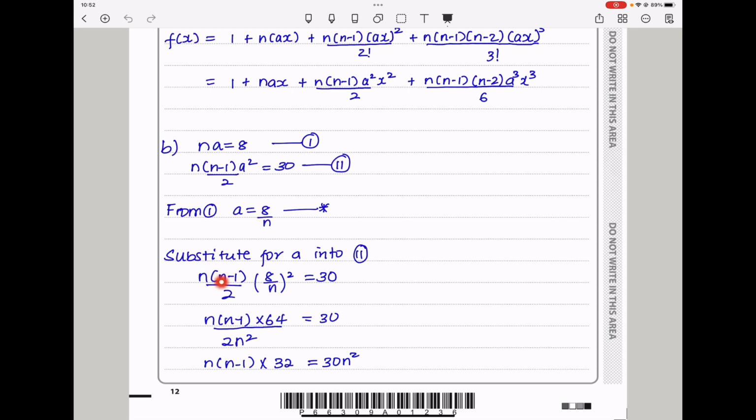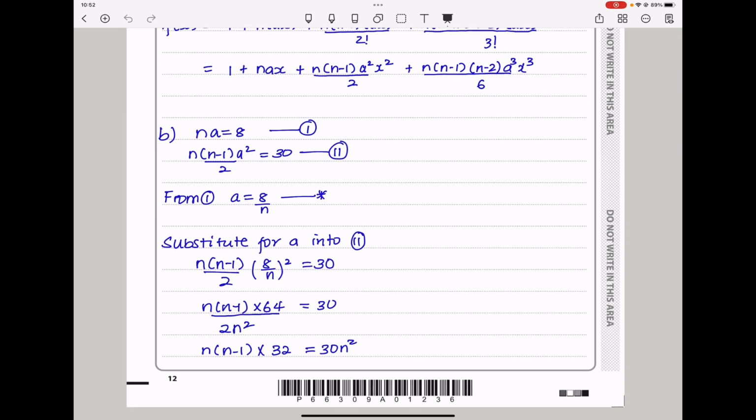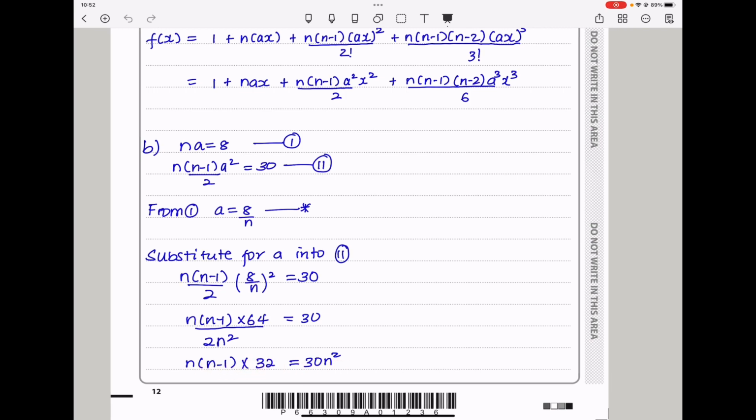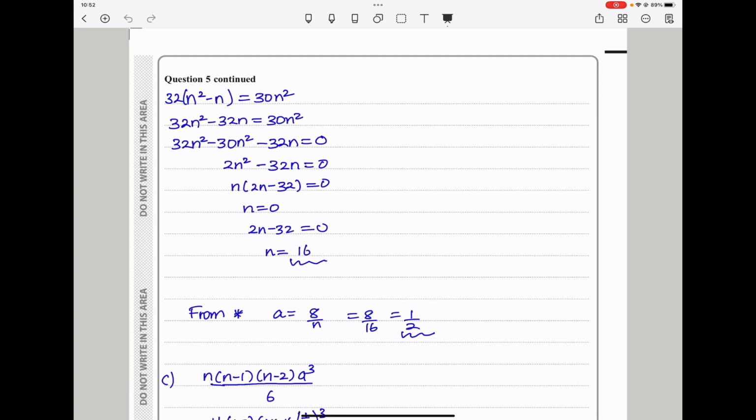I got n into n minus 1 over 2 times 8 over n squared is equal to 30. And therefore n into n minus 1 times 64 over 2n squared is 30. I then got n into n minus 1 times 32 is equal to 30n squared. So here I tried to simplify and I created a quadratic equation we see here.